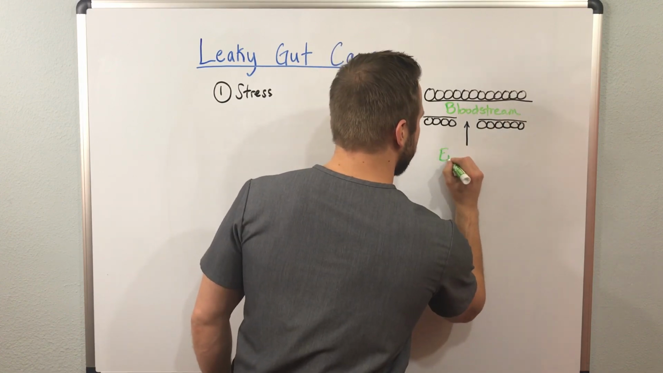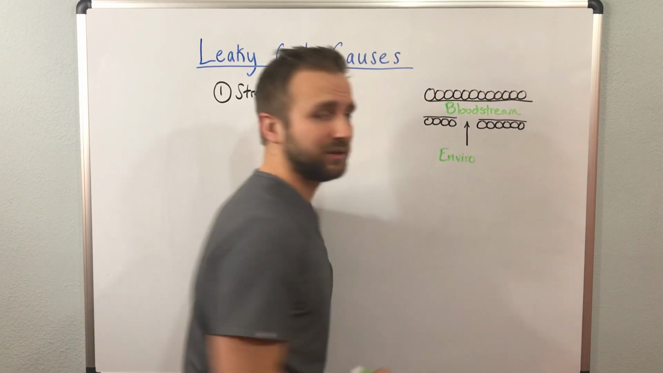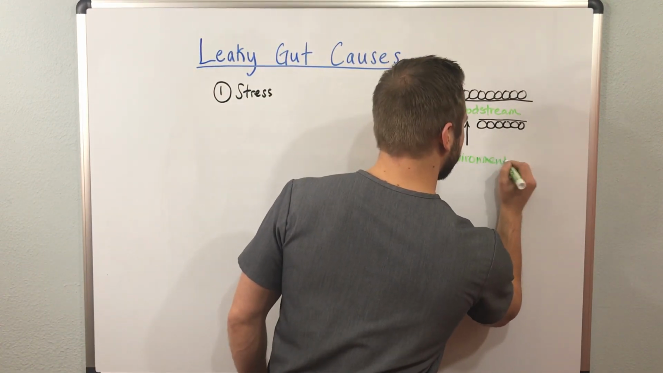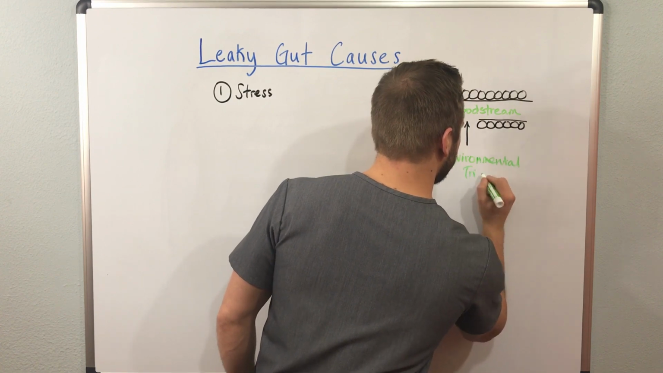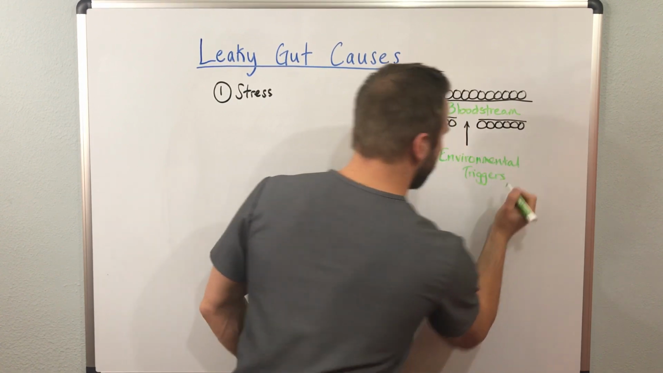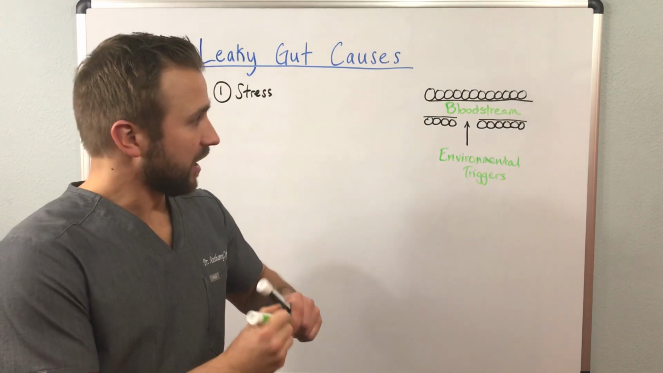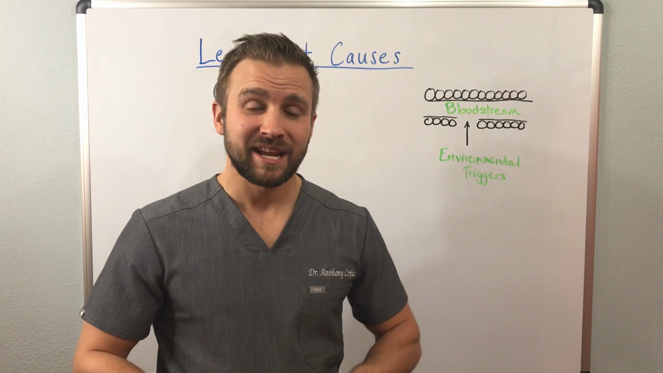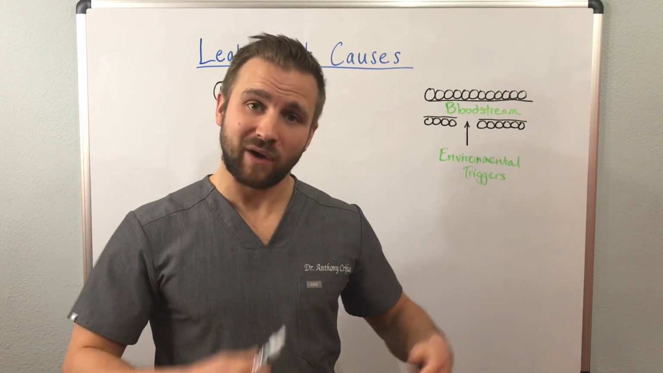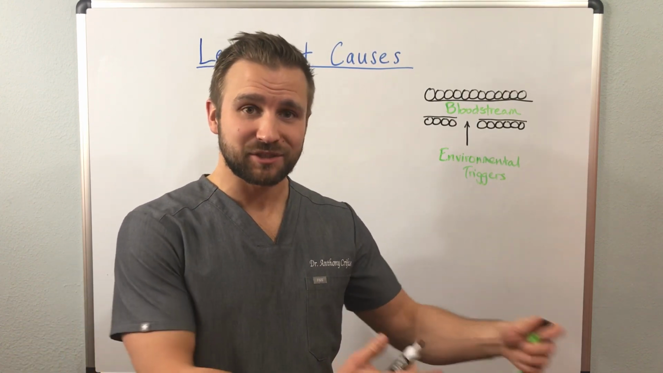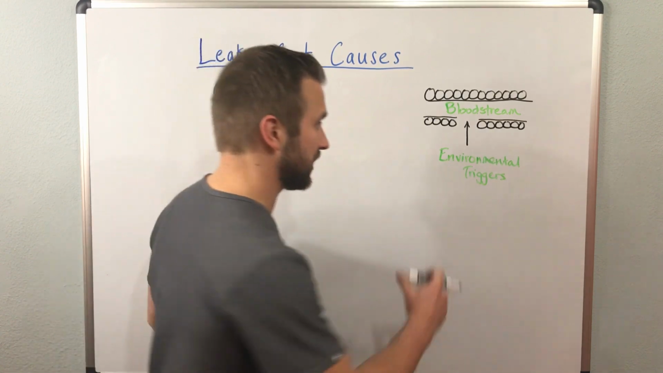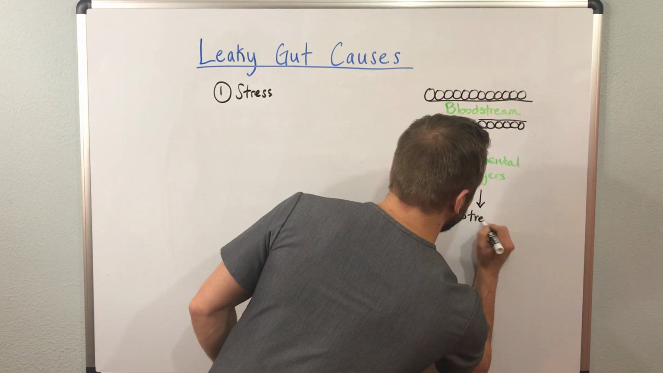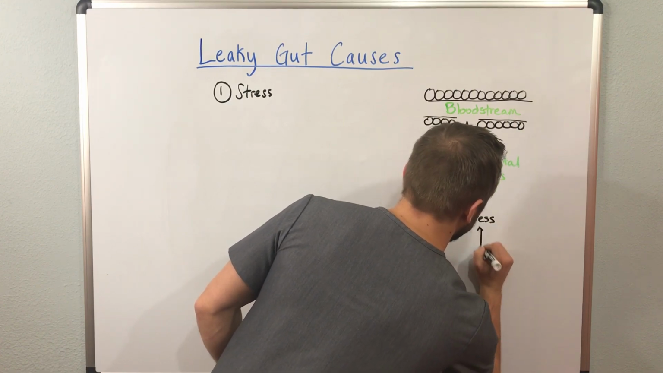And what can get in is anything in your environment. So we'll call these environmental triggers. Okay, so environmental triggers enter the bloodstream. What does this cause? Well, this causes inflammation. Inflammation and stress are highly related because if you have stress, this creates inflammation. Inflammation also creates stress in the body. Okay, so we'll drop this down. We'll do stress and inflammation.